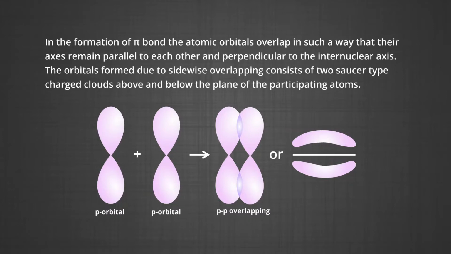The orbitals formed due to the side-wise overlapping consist of two saucer-type charge clouds above and below the plane of the participating atoms. The figure shows a pi bond formation by p orbital overlapping. Here you can see the cloud of the electrons above and below the plane of the atoms.